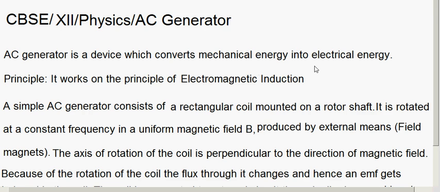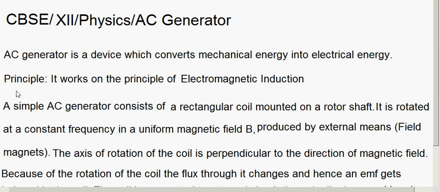Good morning. In this session we will learn about AC generator. So we will see what is an AC generator, what is its working principle, and also we will learn about the construction of AC generator. Now you must be knowing what is a generator. A generator is a machine or a device which is used to get electrical energy. So we can see AC generator is a device which converts mechanical energy into electrical energy.